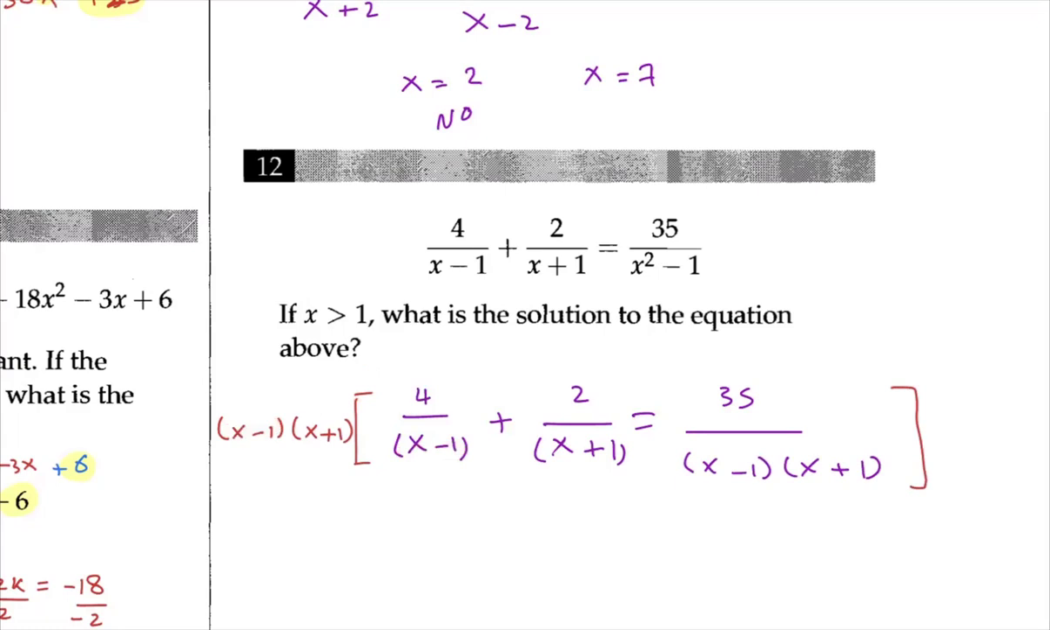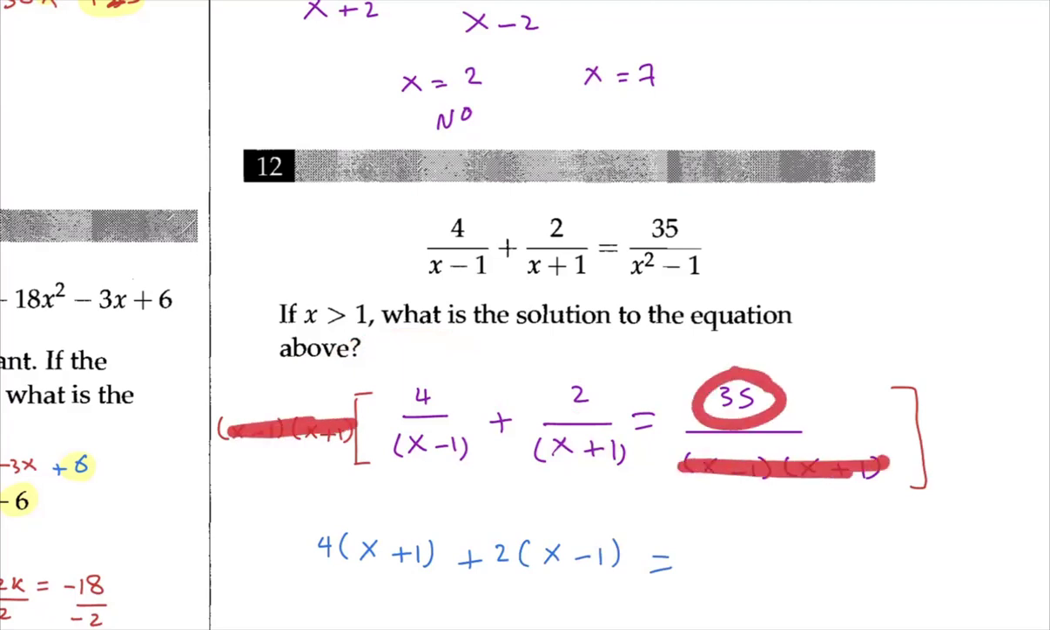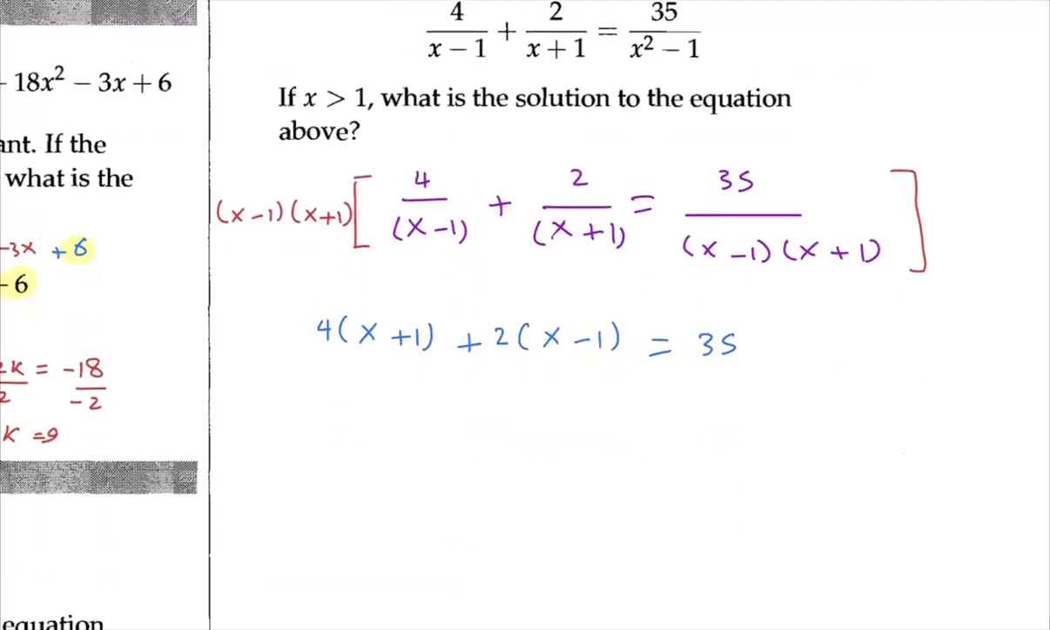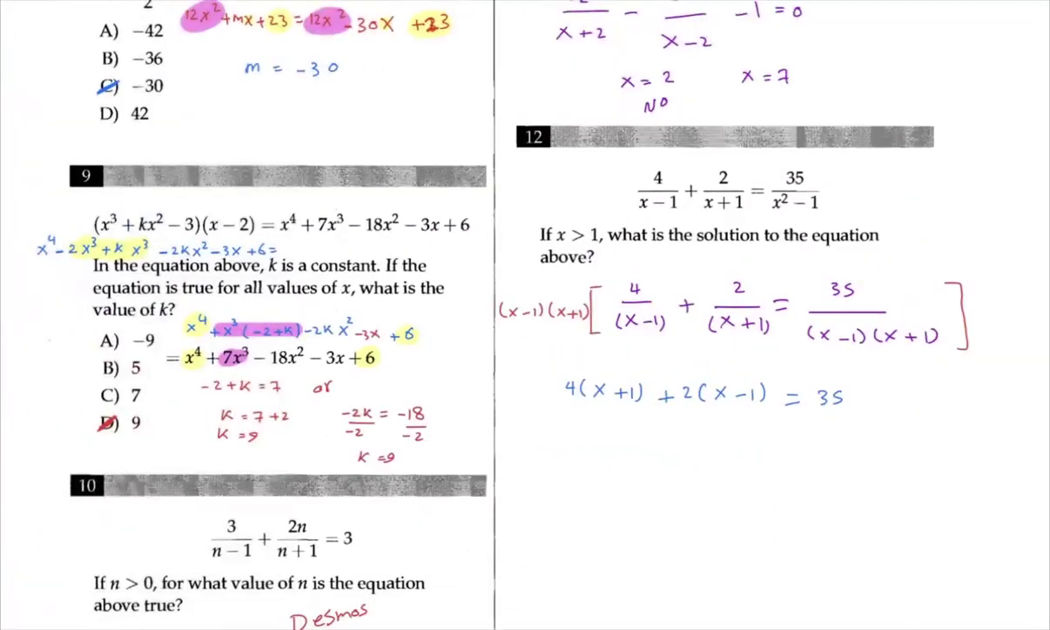Then x plus 1 will cancel x plus 1. You will get 2 times x minus 1. These two brackets will cancel these two brackets, and you will have only 35. Let's expand this equation and get the value of x. 4x plus 4 plus 2x minus 2 equals 35. 4x plus 2x is 6x. 4 minus 2 is plus 2, equals 35.